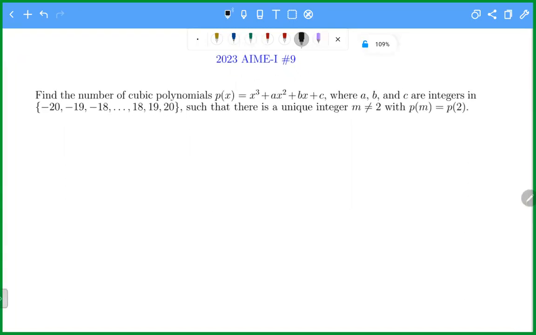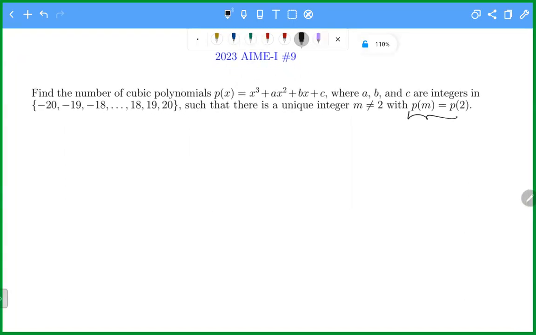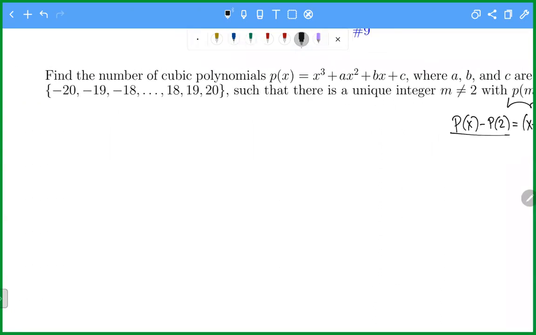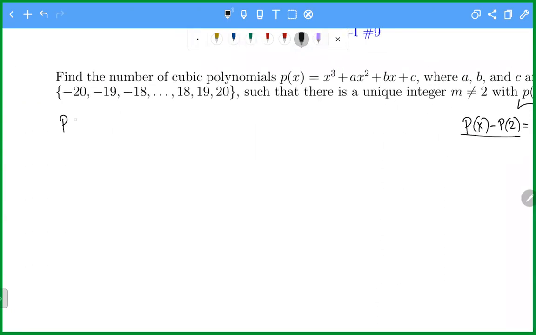So p(m) equals p(2), so this part is telling me that p(x) minus p(2) should have x minus m as one of its factors. So p(x) minus p(2) should be x minus m times q. So let's work p(x) minus p(2).